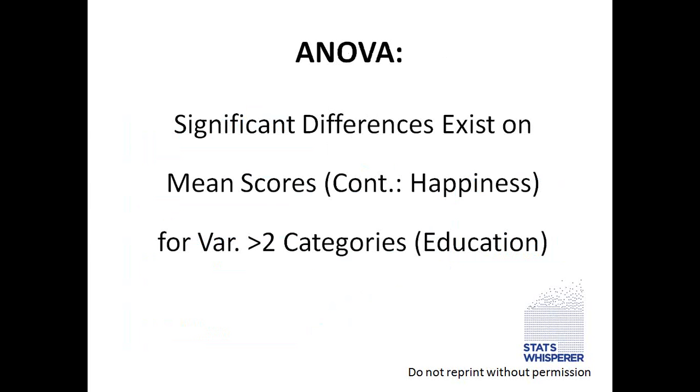Now remember, number 2, we said we need to do an ANOVA. The ANOVA will tell us if a significant difference in means exists on mean scores, meaning a continuous variable, happiness for us, for a variable with more than 2 categories. So a t-test is for 2 categories. For more than 2 categories, you need to use an ANOVA. So we'll be using education as our variable with more than 2 categories.